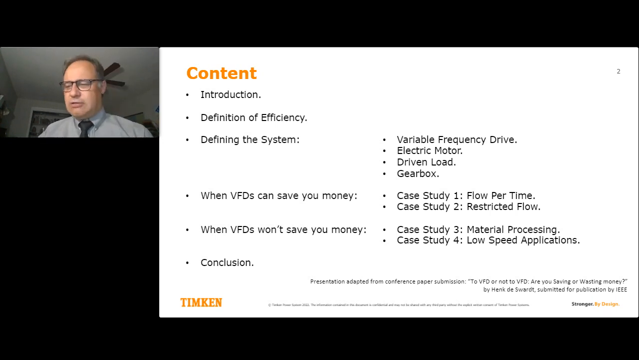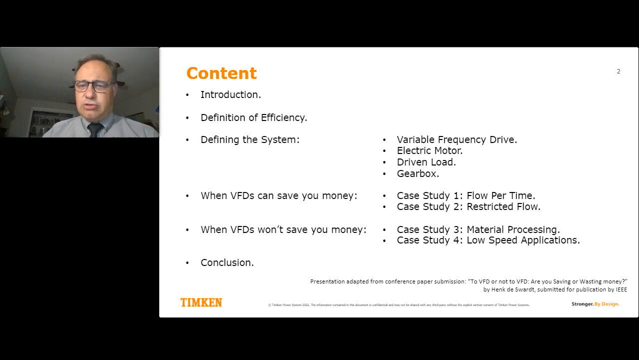So I wanted to try today to give you more of a balanced view, looking at the motor, the drive, the load, and different types of applications to enable the user to make an informed decision of when he should use a VFD and when it's not a good idea. And yes, there are definitely specific items where you can save significant energy, cost, and money by using VFDs, but there are other cases where it's not.